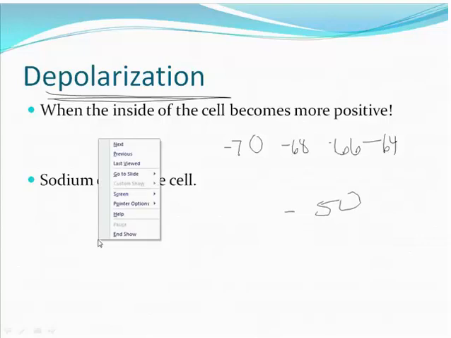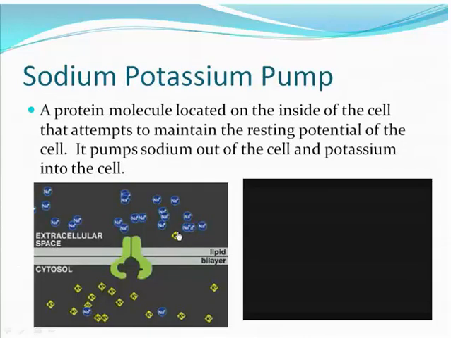Okay, let's go to our next one. So this was the friend that I was telling you about. What we have is something inside the cell. It's a protein molecule located on the inside of the cell that attempts to maintain the resting potential of the cell. I'm going to show you these videos, and you're going to see that this thing right here is the sodium-potassium pump, and I call it the equalizer of the cell.